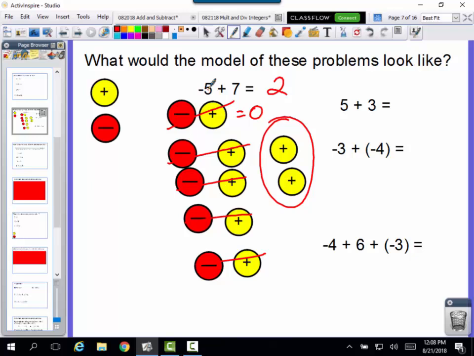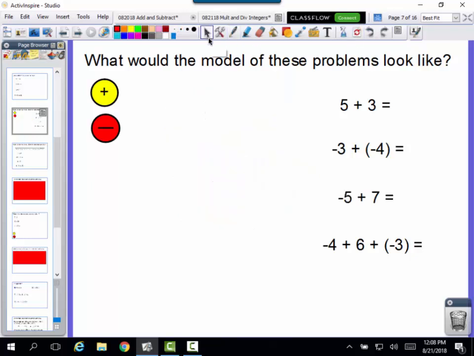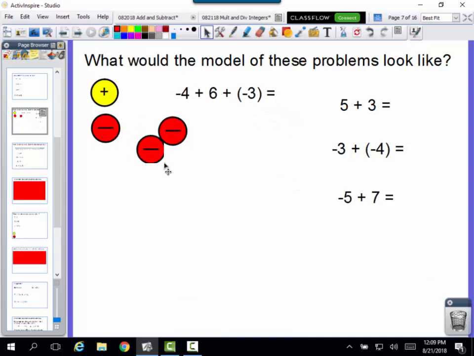We've got one last one down here. What if I had more than 2 numbers? Does it work the same way? Here I've got 4 negatives. I've got 6 positives.